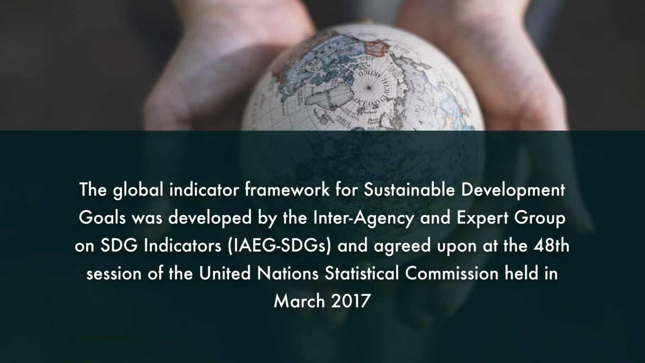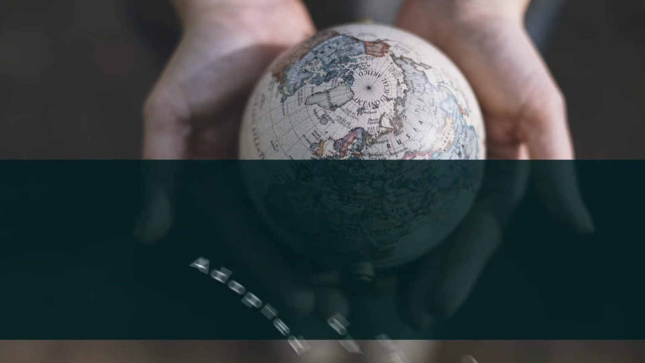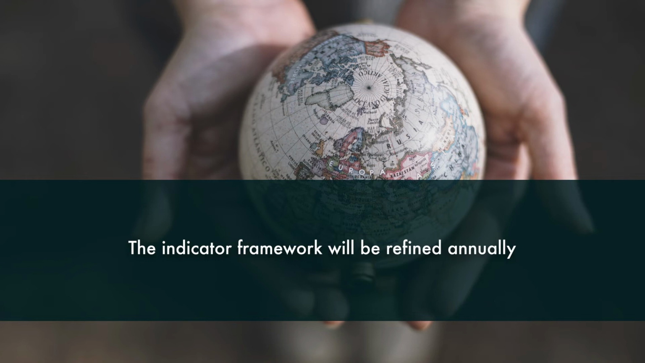This Global Indicator Framework for Sustainable Development Goals was developed by the Interagency Expert Group on SDG Indicators and agreed upon at the 48th session of the United Nations Statistical Commission held in March 2017 and adopted on 16 July 2017. And this indicator framework will be refined annually because sustainable development goals are very dynamic depending on the progress or achievement so far. We need to refine those indicators from time to time.